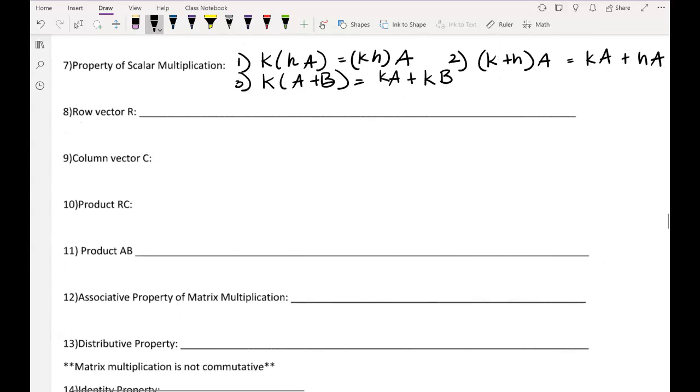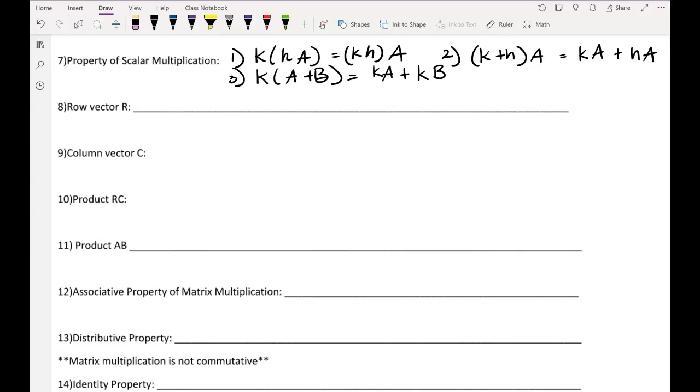Number 8. Row vector R is a 1 by n matrix such as this. Here's matrix R. It's one row, so one row has entry R1, second entry R2, because it's only one row, dot, dot, dot, R sub n. So if you see big capital R, just one row.